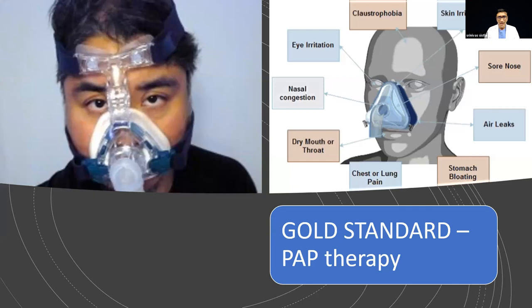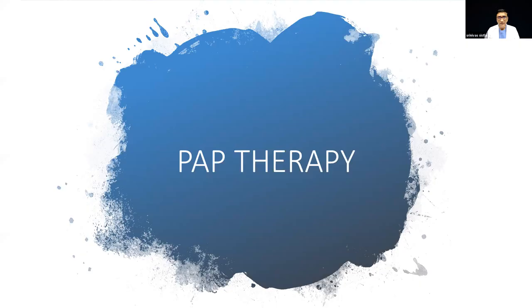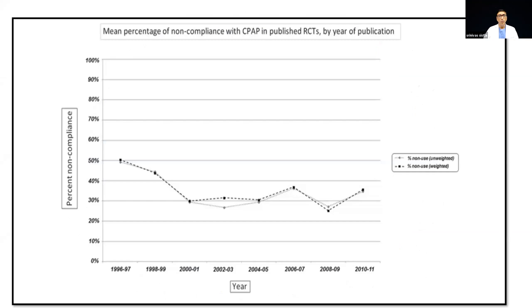The gold standard therapy, as we all know, is PAP therapy. There is no debate about that. And all of us are supposed to give PAP therapy to our patients before even considering some other kind of management. Now, the problem with PAP is that over a period of time, if you look at this graph, which is a collection of the mean percentage of non-compliance with CPAP in published RCTs by year of publication, this is not just random data. This is published data about patients who are non-compliant with the prescription of PAP therapy.